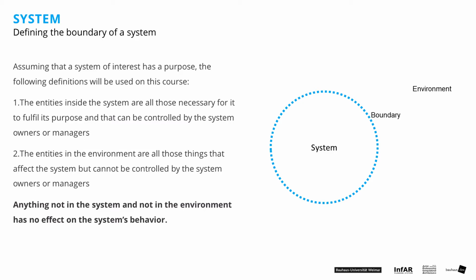The entities in the environment are all those things that affect the system but cannot be controlled by the system itself. That's the second important aspect if we consider systems. And finally, anything not in the system and not in the environment has no effect on the system's behavior. Only in the real world, everything is connected to everything else. So from our model and systems perspective, the reality may be considered as the most complex simulation that we can imagine.